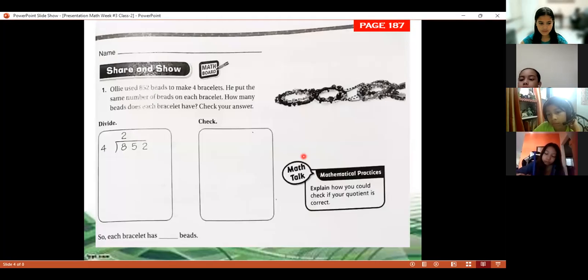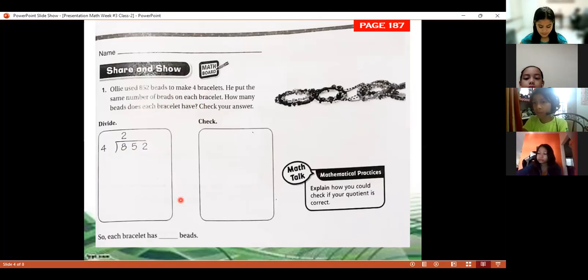So let's practice here. We're going to check the answer on page 187. Go to the next page. We're going to divide and check the answer together. It says, share and show. Marcelo uses 852 beads to make 4 bracelets. He puts the same number of beads on each bracelet. How many beads does each bracelet have? Check your answer. So we need to divide 852 by 4.